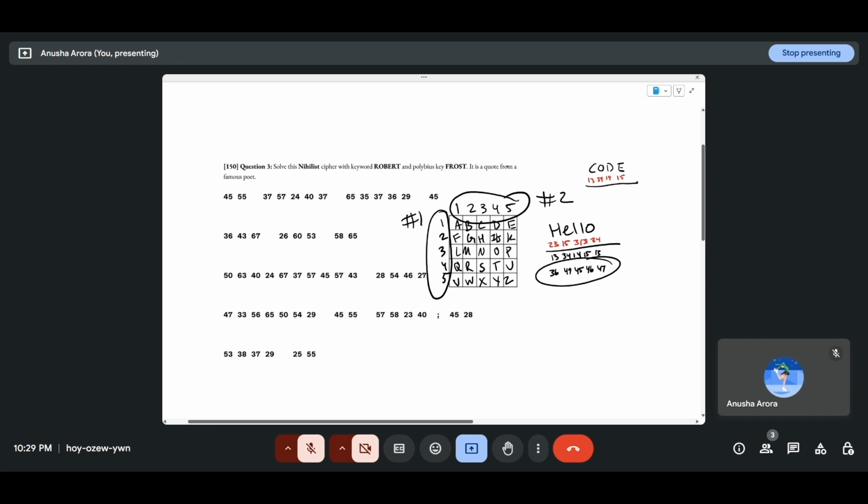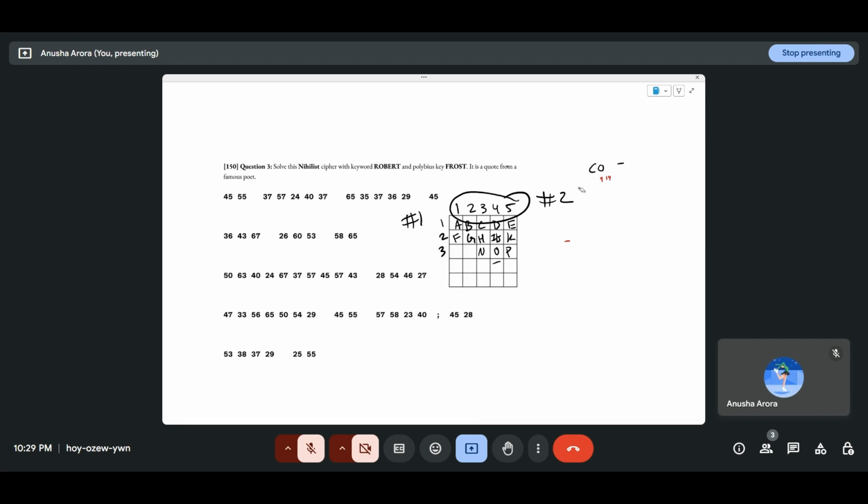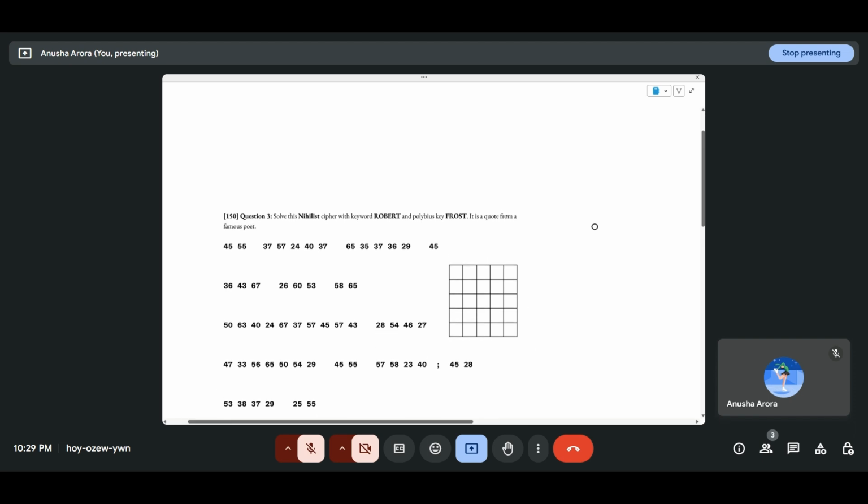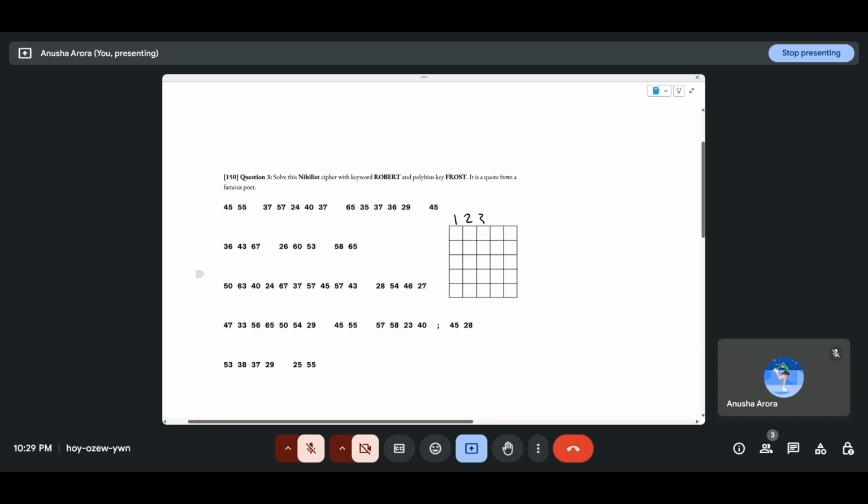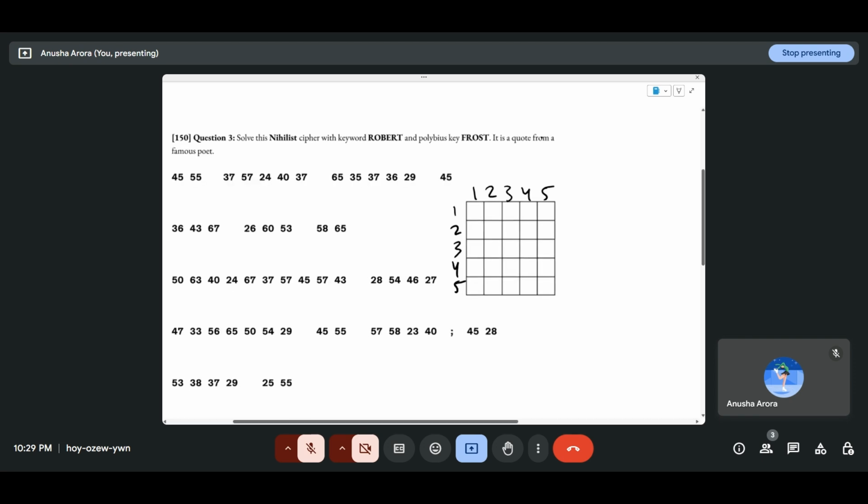Okay, so now let's work on decoding, because I think encrypting is always a good way to understand how the cipher really works. So here's a problem from one of the invitationals that I just took out. This says, solve the Nihilist cipher with a keyword Robert and a Polybius key Frost. So what a Polybius key basically is, let me just write these numbers in again, is that you fill in the Polybius key first and then the rest of the letters, and you make sure these letters don't overlap.